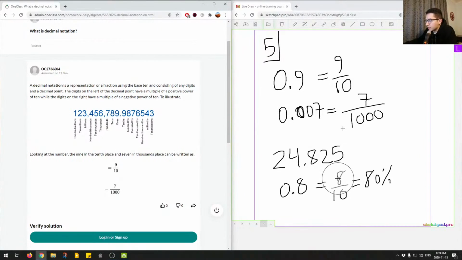Let me think about if there's anything else. So just looking at this number again, we can see that the 2 right here is in the hundredths column, and the 5 here is in the thousandths column. So you have 0.825, and you use the same idea if you want to split this up. So it would be 2 over 100, 5 over 1,000, if you want to represent these separately.